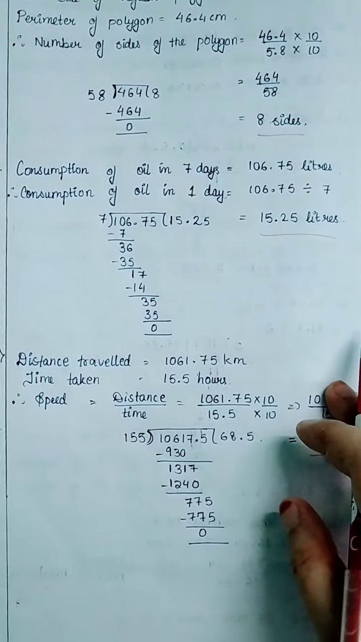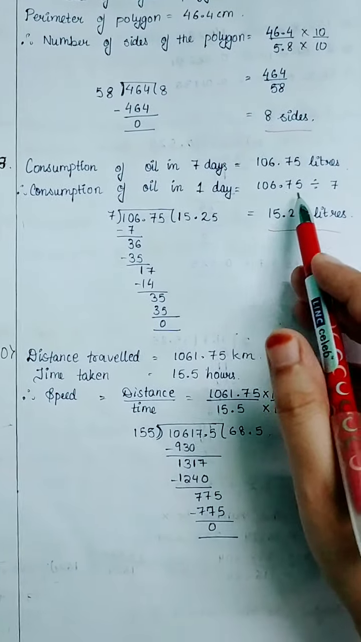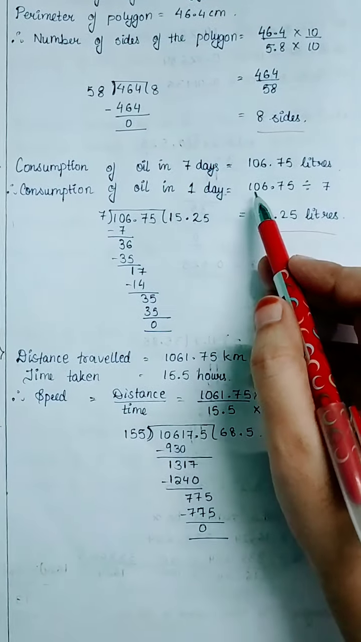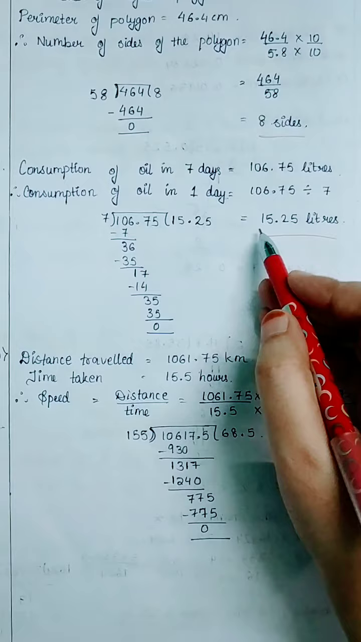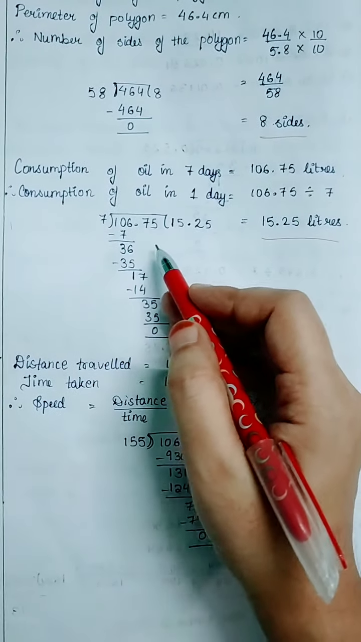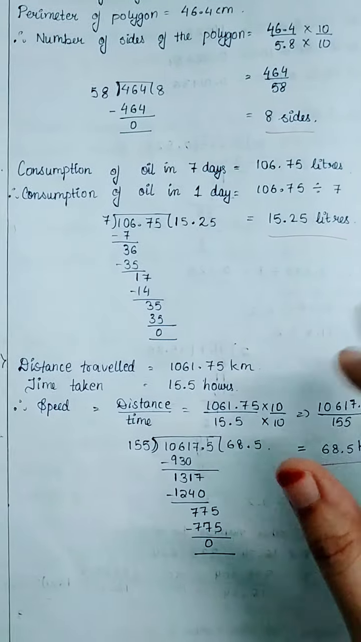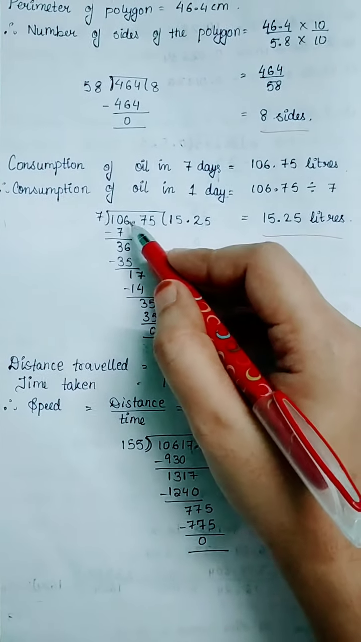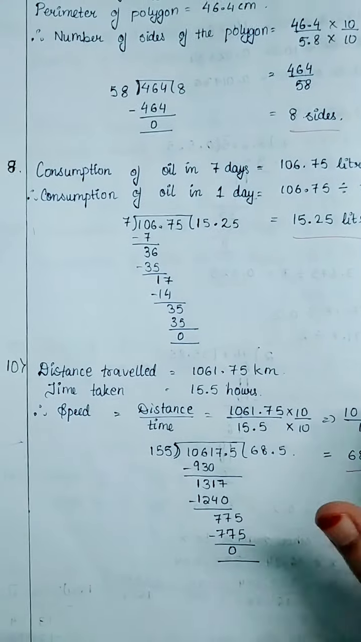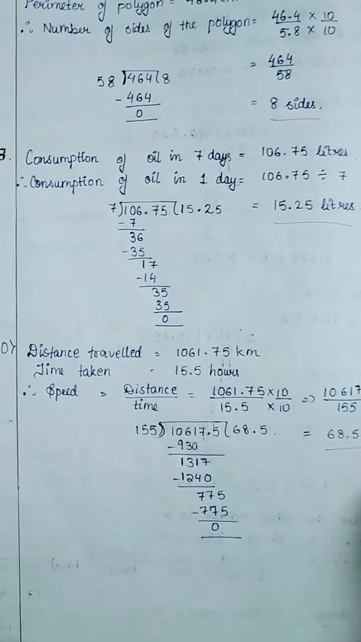Now the consumption of oil in 7 days is given in question number 8. We have to find the consumption of oil in 1 day. So divided by 7, that is equal to 15.25 we have got by division. Again you can divide normally. This division is very simple. Wherever there is a decimal, we have to put the decimal in the quotient part. That's it. No difference from the normal division that we do.